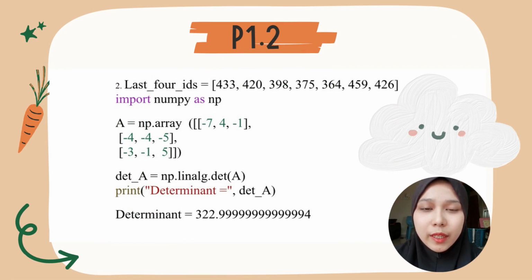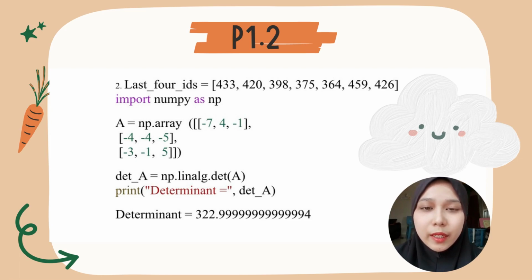Next, I will demonstrate how to calculate the determinant of a 3 times 3 matrix using Python's NumPy library, starting with our given matrix A. First, import NumPy, then create the matrix as a NumPy array. After that, use the single command np.linalg.det(A) to compute the determinant, which returns essentially 323 with floating point precision, confirming that this matrix is invertible since its determinant is non-zero.